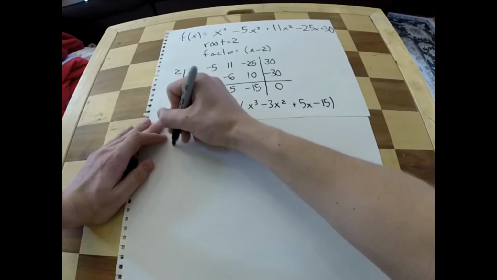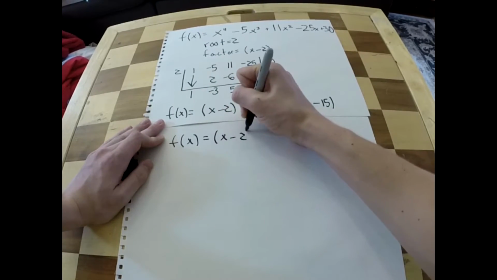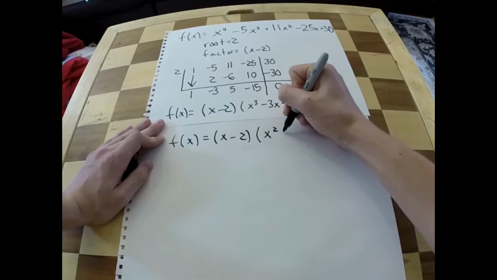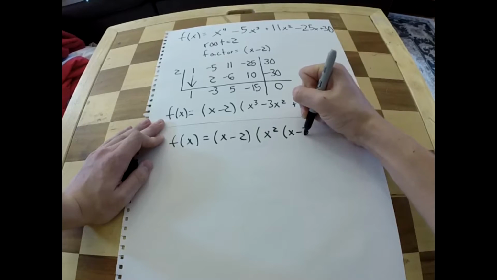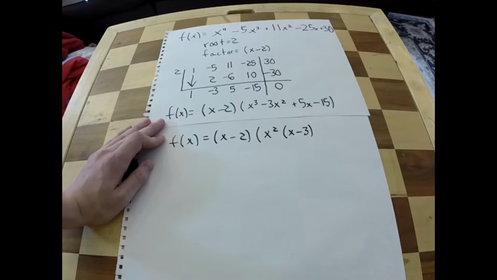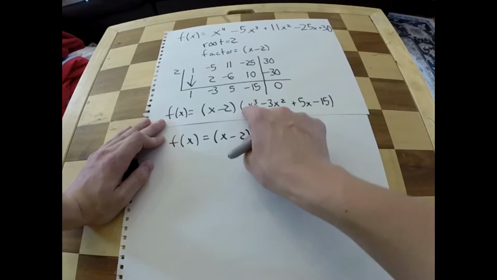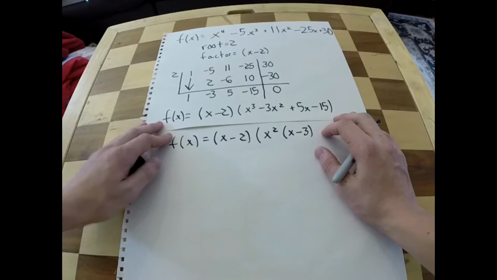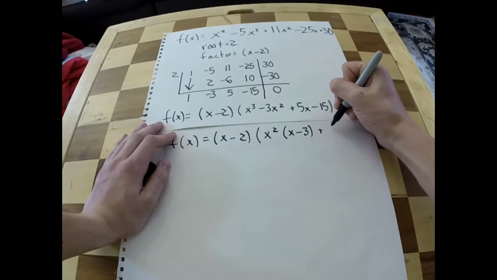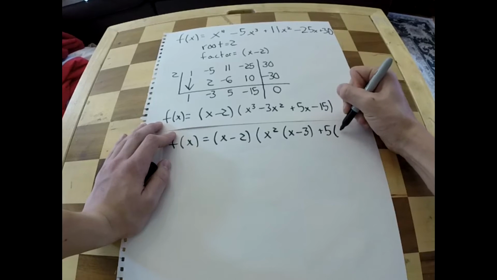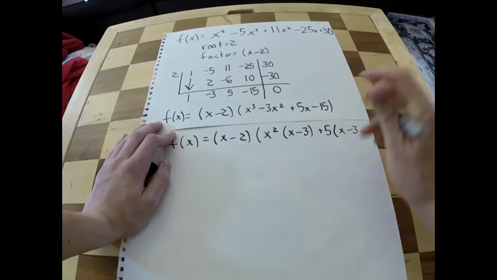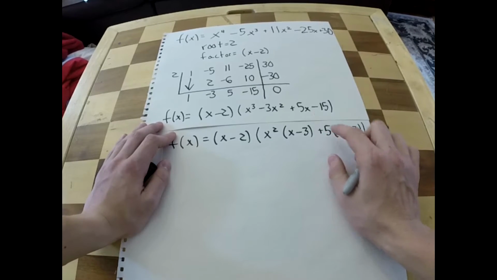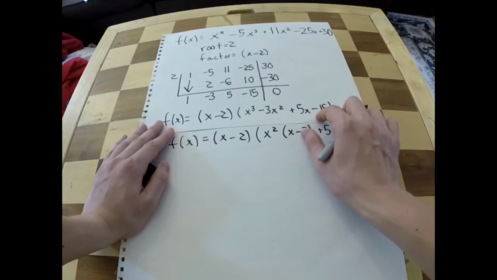So then, by grouping, see that this is x squared times x minus 3, because x squared times x is x cubed, and x squared times -3 is -3x squared. So now we do plus 5 times x minus 3, because 5 times x, complete the parentheses there. There we go. So 5 times x is 5x. 5 times -3 is -15.